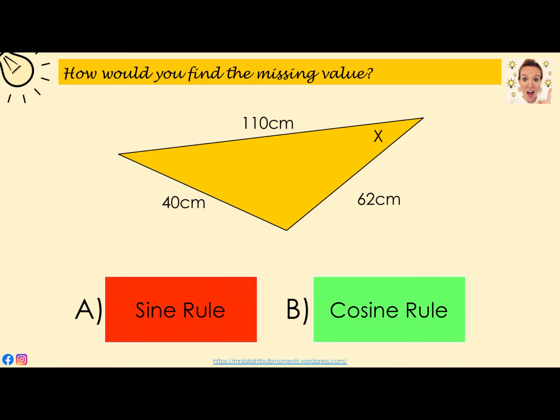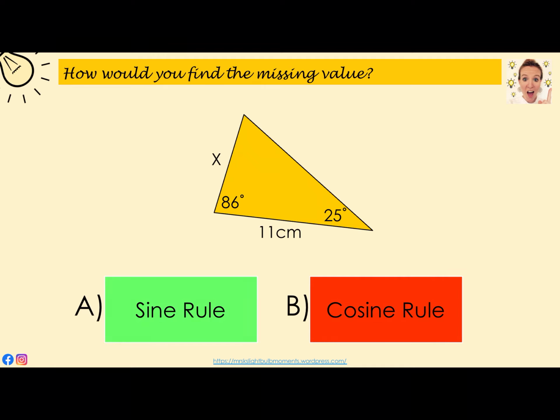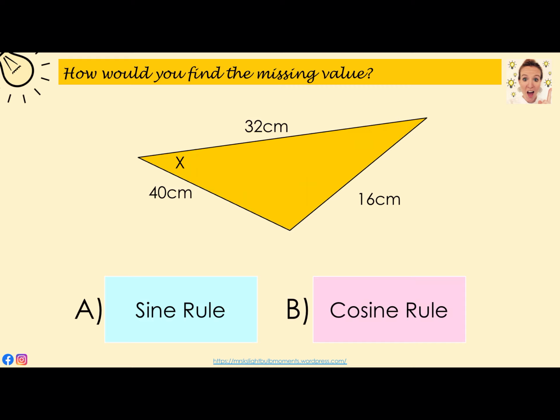Yeah, that one's cosine rule, 3 sides and an angle. Remember, that's how we spot cosine rule. This one, sine or cosine? A tricky one. This one is sine again. Remember, you could find that third angle and then you've got your two pairs. Okay, a missing angle and the 11 and the x and the 25. This one, sine or cosine? Cosine, 3 lengths and an angle.